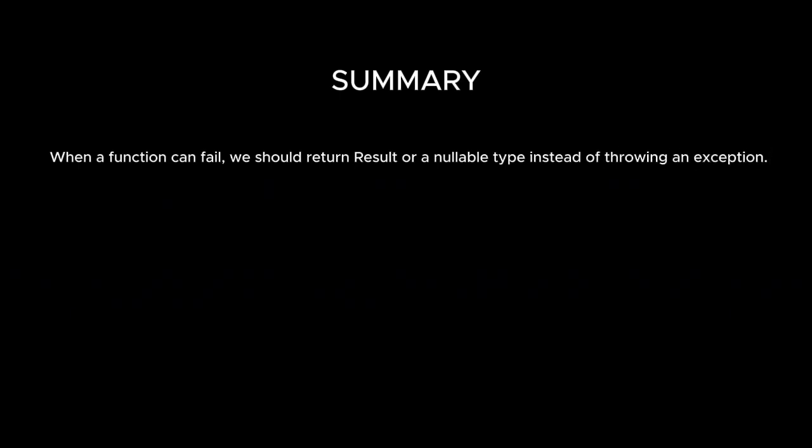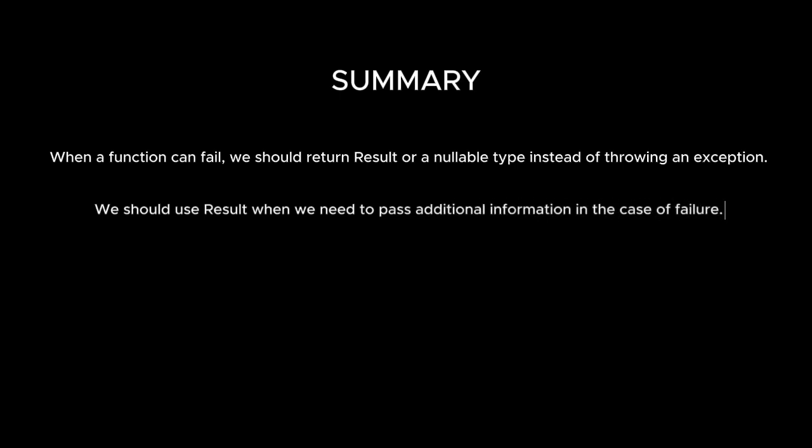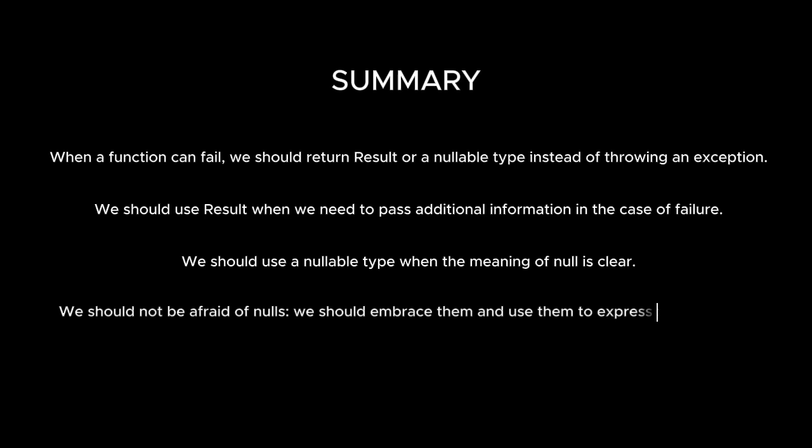Defensive and offensive programming do not contradict each other. They are more like yin and yang, different techniques that are both needed in our programs for the sake of safety. So we need to understand and use both of them appropriately. Summary. When a function can fail, we should return Result or a nullable type instead of throwing an exception. We should use Result when we need to pass additional information in the case of failure. We should use a nullable type when the meaning of null is clear. We should not be afraid of nulls. We should embrace them and use them to express our intentions.